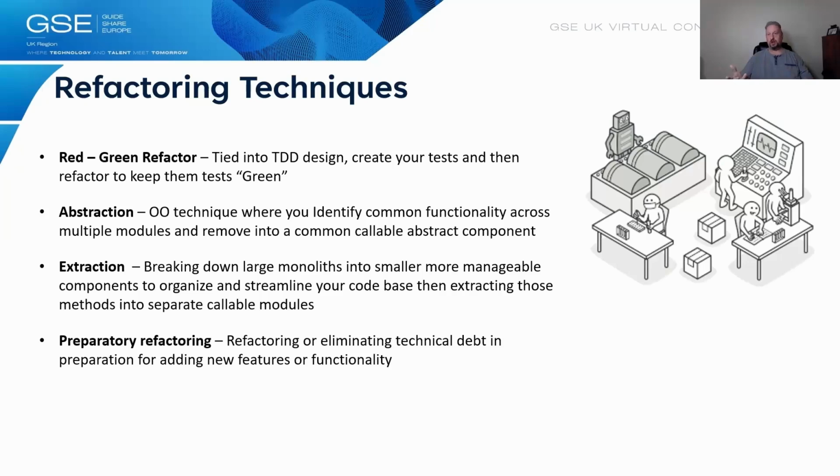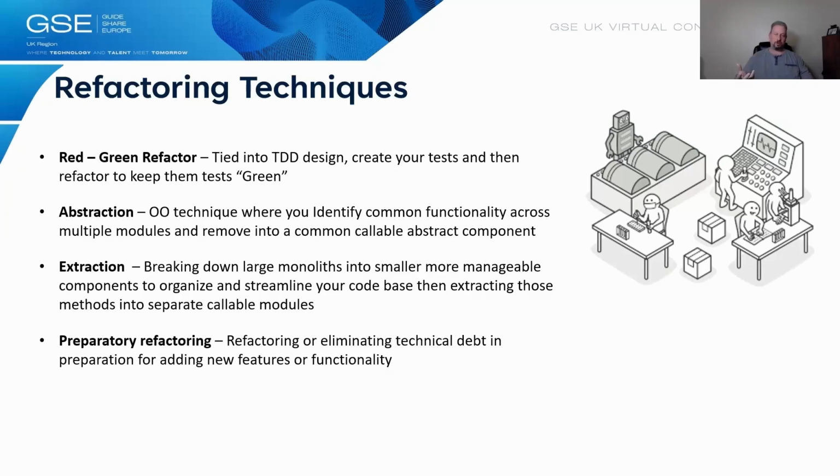Another technique is abstraction. This is an object-oriented technique where you identify common functionality that's used in multiple places or by multiple modules, and remove it into a common callable abstract component.